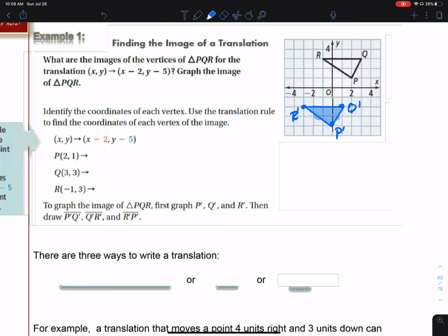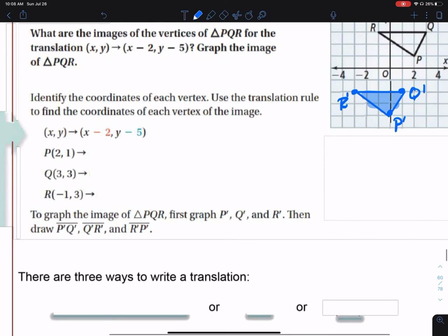Identify the coordinates of each vertex. So we could have done what we just did there algebraically. This is what it would look like. We're going to take every point, and we are going to subtract 2 from the x value and subtract 5 from the y value. So that would be 2 minus 2 and 1 minus 5, which would be 0, negative 4. This is P prime. And you can see P prime is 0, negative 4.